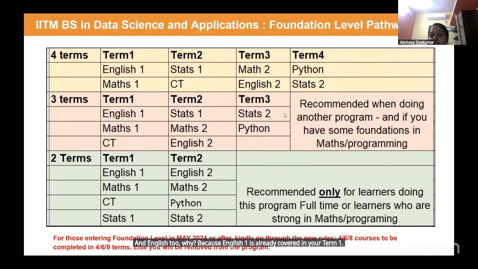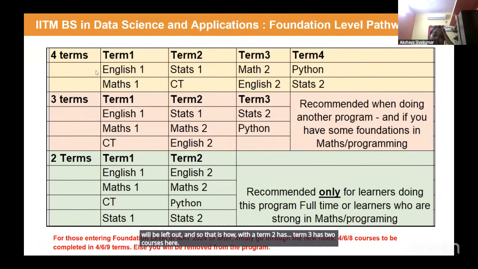Same when you go to term three, stats two. Why stats two, and Python in the last term? Because stats two has its prerequisite, which is stats one, and also the co-requisite, which is maths two. If you want, you can take it together, but if you do that, Python will be left out. So that is how term three has 2 courses here.